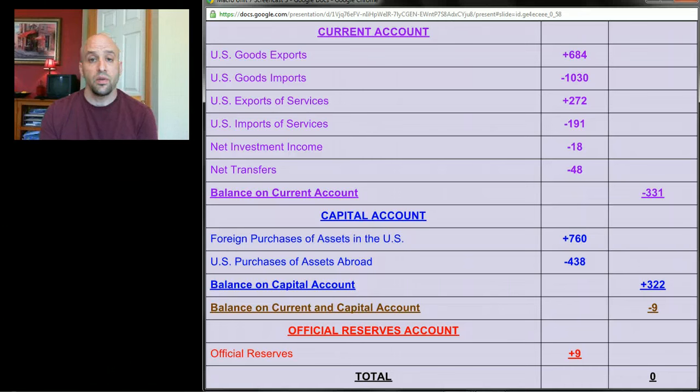Alright, again, this is mostly a memorization thing. You need to memorize what goes in the capital account, what goes in the current account. You need to understand that the official reserves account is a counterbalancing account that's used to make the entire balance of payments sum to zero. You need to know that positive numbers indicate money flowing into the country and negative numbers indicate money flowing out of the country. And that is pretty much what you need to know about the balance of payments.